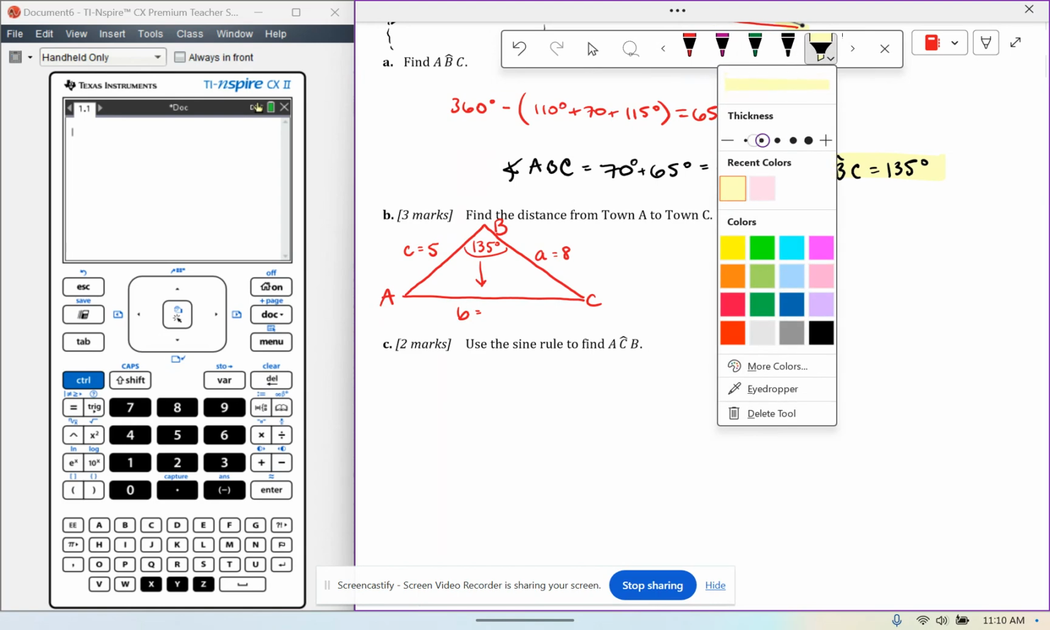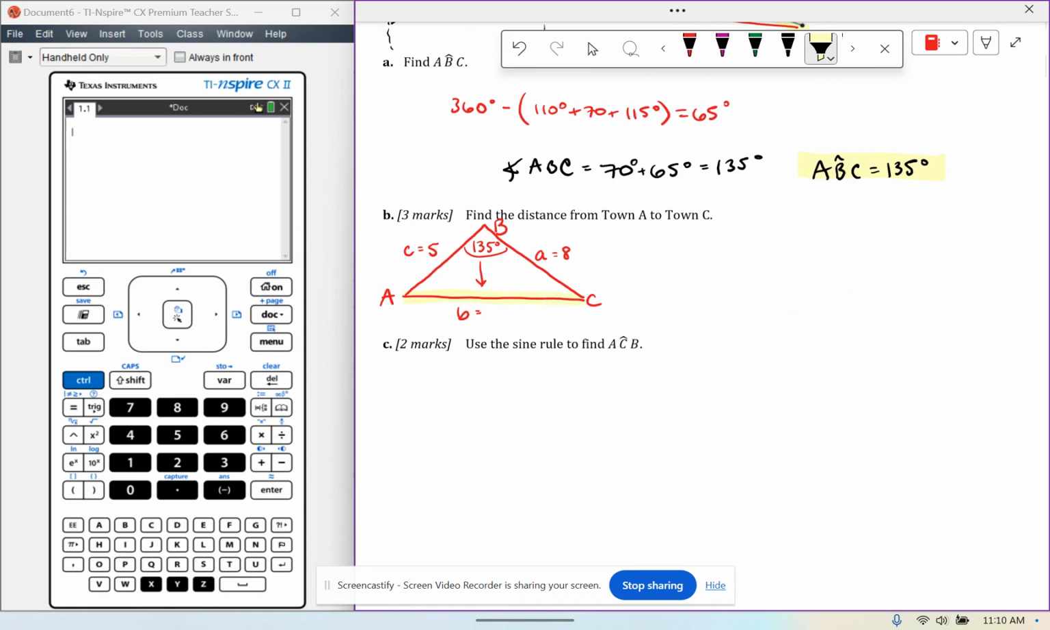I have the side across from a known angle, and then I have the other two sides. That means I'm going to be using the law of cosines. So I have AC squared is equal to the other two squared added together, so 8 squared plus 5 squared, minus 2 times 8 times 5 times the cosine of 135. I need to be in degrees because it's cosine of 135. I'm in degrees, and I'm going to type in 8 squared plus 5 squared minus, and then I'm going to put this all in parentheses because sometimes it gives me a weird answer if I don't.